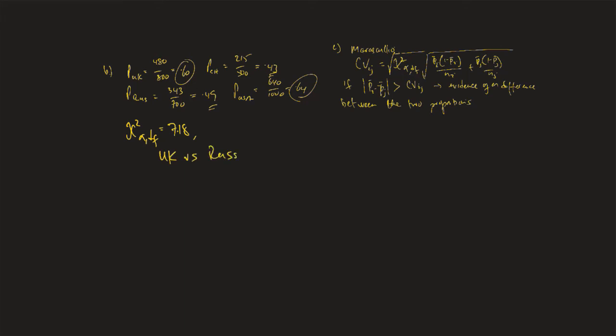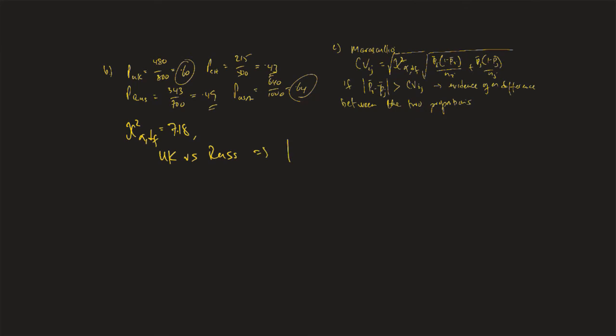Sorry, I meant let's do UK versus Russia. We've got to do UK versus China, UK versus Russia, UK versus USA. And we've got to go China versus Russia, China versus USA. And then we've got to do Russia versus USA. So all the pairwise comparisons, I believe there are 6 of them in all. So we're just going to do UK versus Russia.